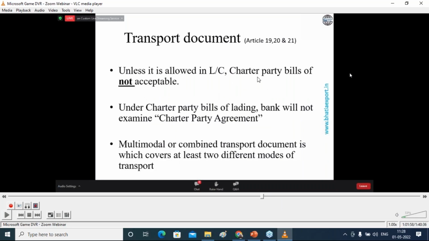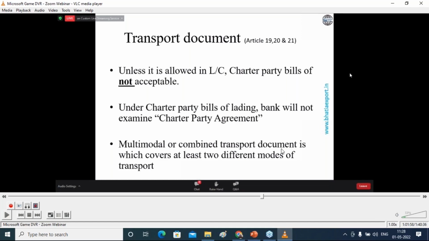Unless it is allowed in the LC, a charter party bill of lading is not allowed. A charter party bill of lading is a separate type of bill of lading, generally for a chartered vessel, meaning an entire vessel is booked for the consignment. Charter party BLs are not accepted under the LC unless specifically mentioned. The bank will not examine the charter party agreement, but the mention that it is a charter party BL must be there. Then only will they accept; otherwise they will not.